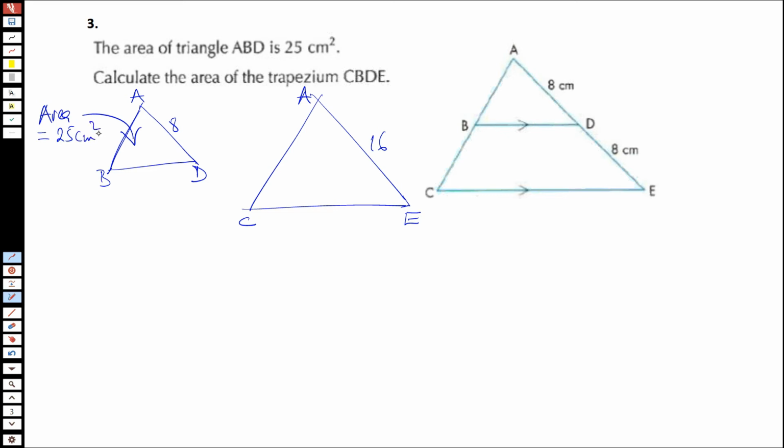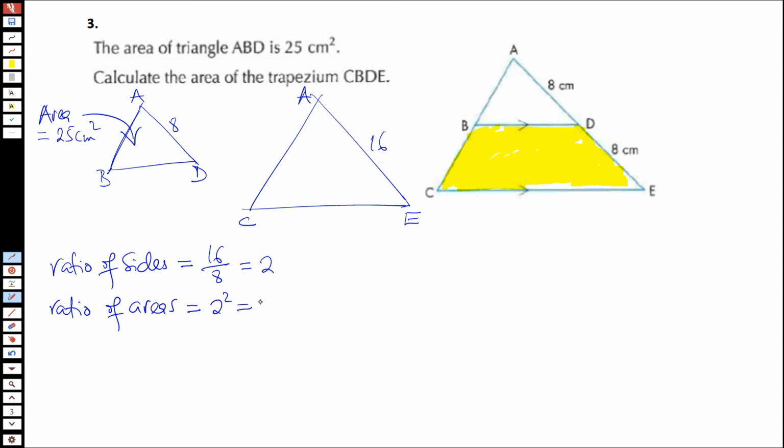Okay, so this is the information that we have, and we are required to calculate the area of trapezium CBDE. So this is basically what's required, this trapezium here. Yeah, this is the trapezium that we are required to calculate. Anyway, so let's start by working out the area of ACE, and then we can figure out how to find the area of a trapezium. So we'll start by finding the ratio of the sides. So the ratio of the sides will be equal to 16 over 8, which is 2, which implies that the ratio of the areas will be equal to 2 squared, which will be 4.